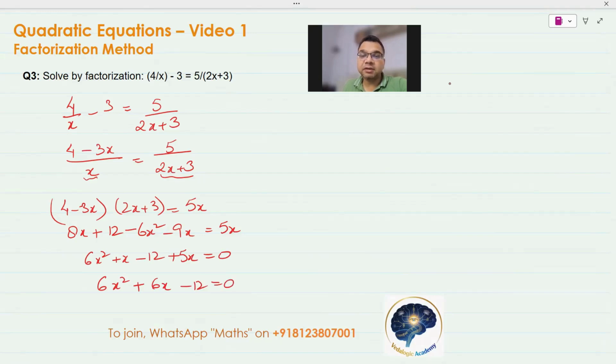Now I can divide the whole equation by 6. It won't change anything, but it will reduce the calculation on my end. I'll say x squared plus x minus 2 equals 0, by dividing the equation by 6 on both sides. So you have to remember this very clearly. Whenever you are doing an operation, you have to write down what you are doing. And the changes that you are doing on one side of the equation, you have to do on the other side as well. You can't make the changes only at one side of the equation.